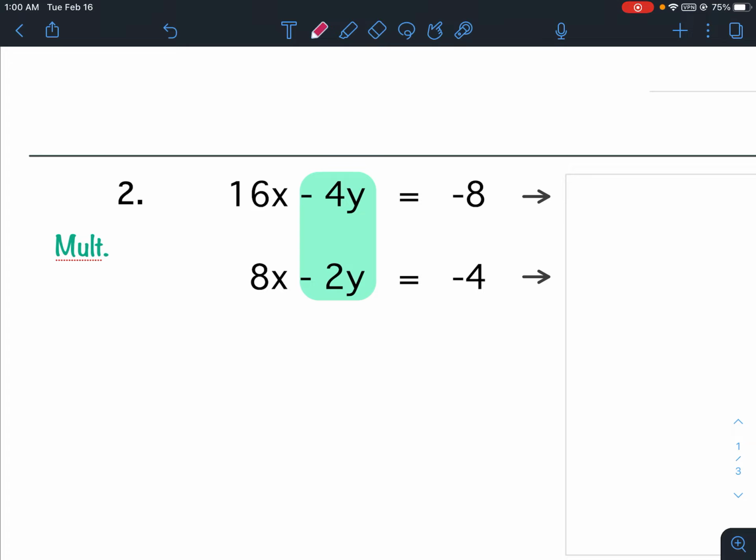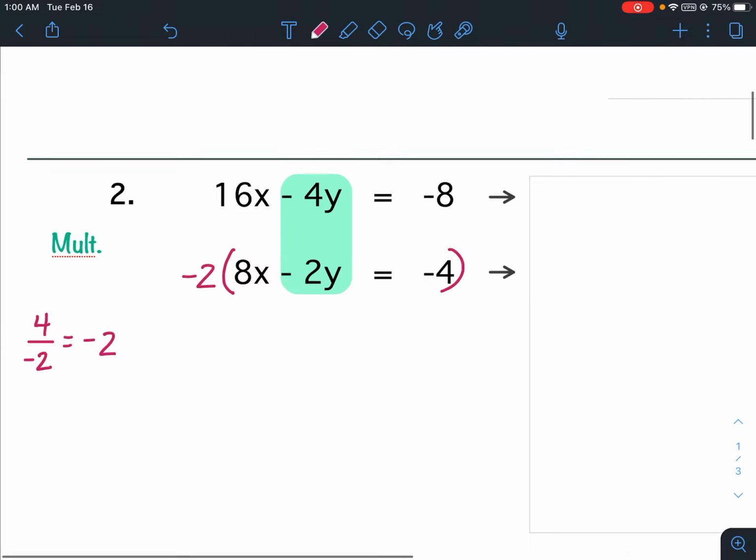So, which equation has the smaller term? The bottom one does. I need to take the opposite of the larger numbers. The opposite of negative 4 is positive 4. And then divide it by the smaller term, which is negative 2. 4 divided by negative 2 is negative 2. So I took what I needed, which was I need a positive 4, and divided it by what I have, which is negative 2. So I'm going to multiply the bottom equation by negative 2.